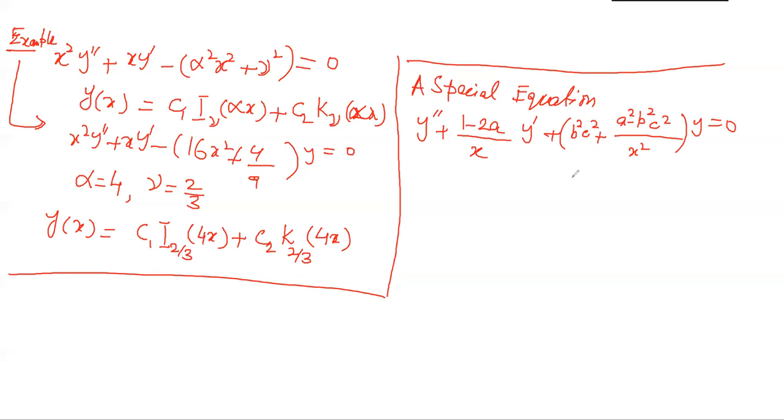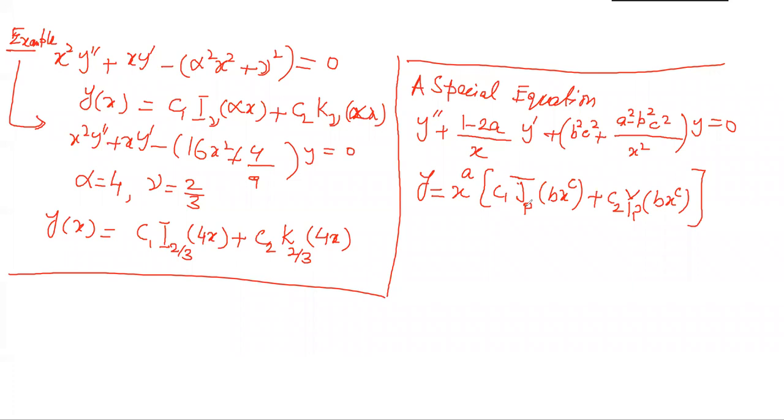So this is the equation of this form, and it has actually no proof here, but its solution can be represented like this: x power a times c1 J_p of b x power c plus c2 Y_p of b x power c. So now tell me, what is J_p? Bessel's function of first kind. Yeah, Bessel's function of first kind. And Y_p is Bessel's function of second kind of order p. Yes.